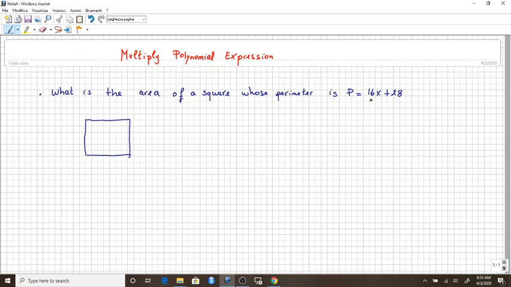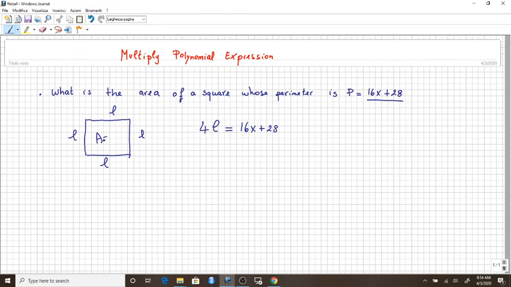So the perimeter is 16x plus 28. Being a square means that all the sides are congruent, so they have the same length. So this is L, all of these are going to be the same length. And what we know is that the perimeter is 16x plus 28, which means that by definition the sum of the side lengths of this square must be equal to 16x plus 28. So if I add these four sides, I get 4L, and I know that this must be equal to 16x plus 28. I want to find the area.